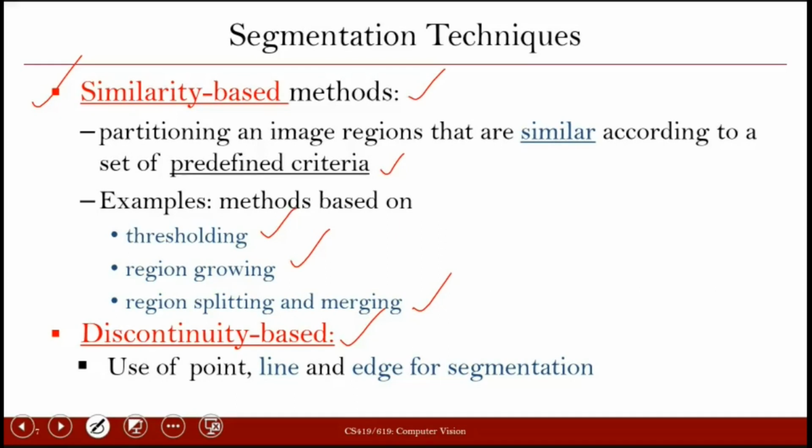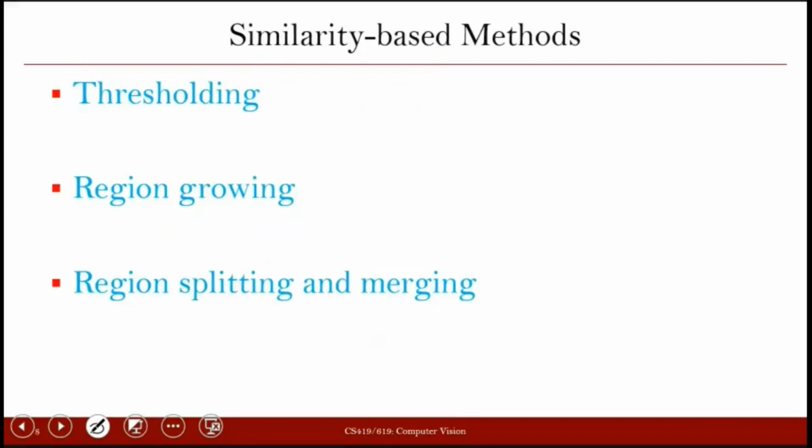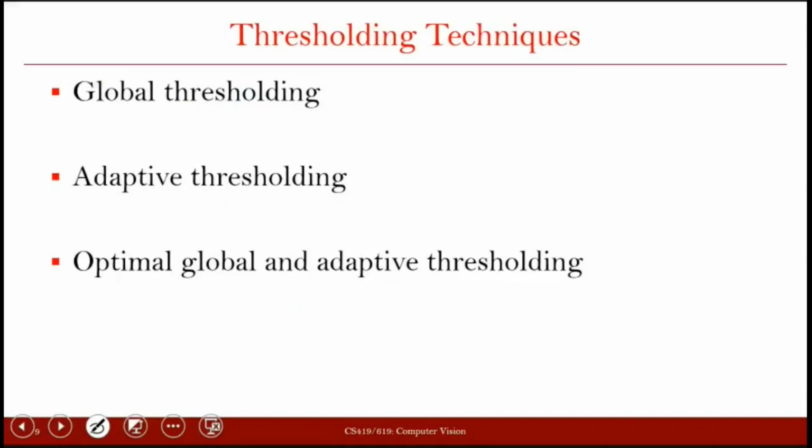In case of discontinuity, the methods look for the points of discontinuity, for example, lines or the edges present in the image, and based on that, the partitioning is done. Okay. So similarity-based methods, as I just said, are thresholding, region growing, and region split and merge. These are the techniques which use similarity-based criteria. And in this, we are mainly going to discuss techniques based on thresholding.